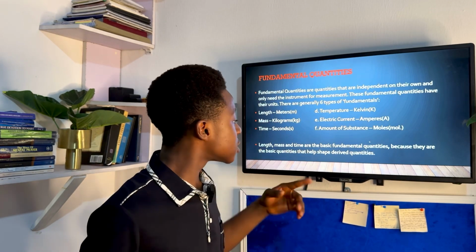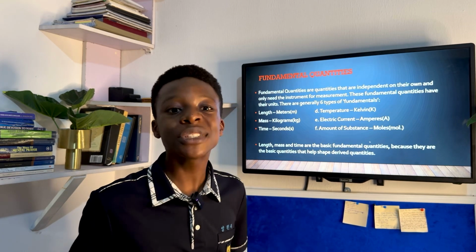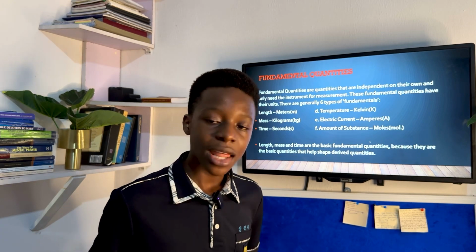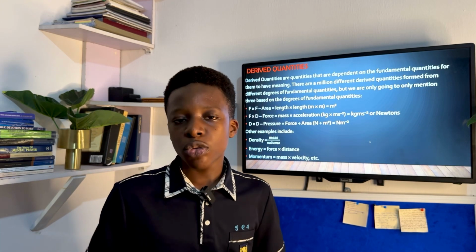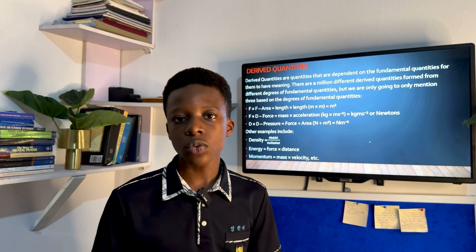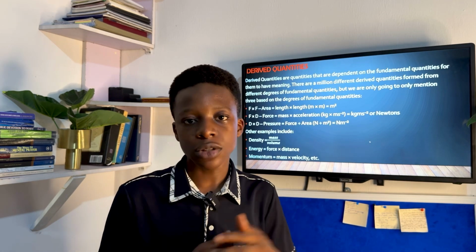Now, length, mass, and time, like I said, are the basic fundamental quantities because they are the quantities that help shape the derived quantities. Now let's dive into the derived quantities. Derived quantities are those that are dependent on the fundamental quantities. It means they don't have meaning on their own unless they get it from the fundamental quantities.